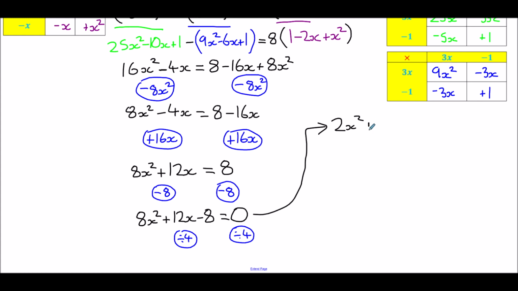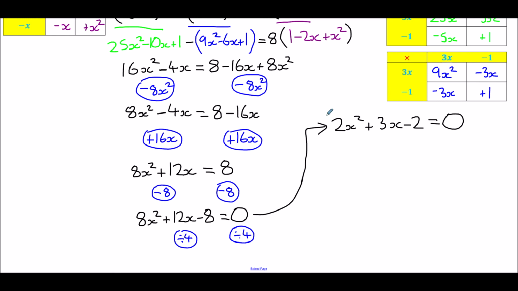12 divided by 4 leaves us with 3x. Minus 8 divided by 4 gives minus 2. If you can now factorise that and solve it, you're done. At this point, I'm going to use my own method for factorising this quadratic. If your teacher shows you a different way, or you've got another method, use whichever way you want at this stage, as long as it works, of course.